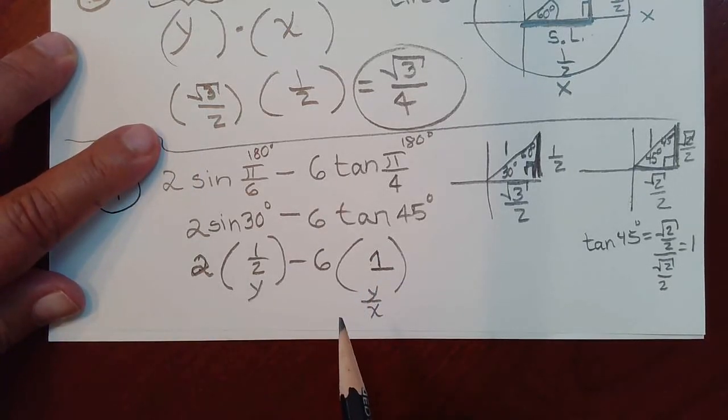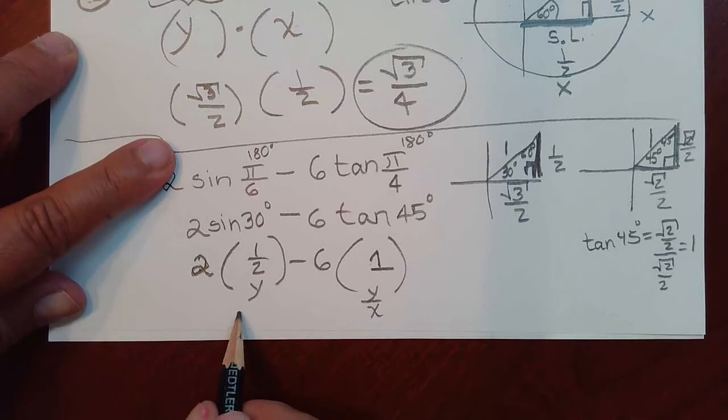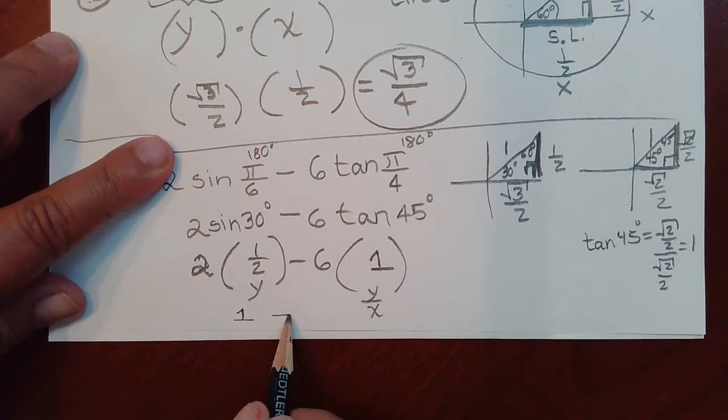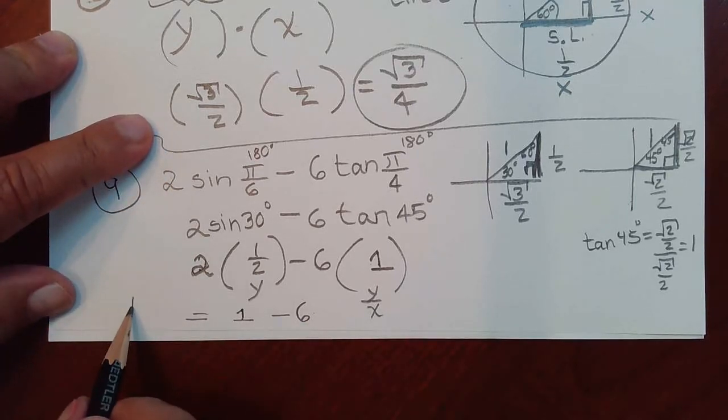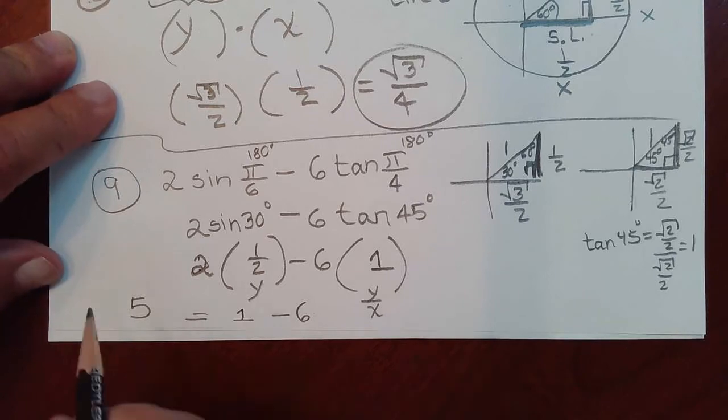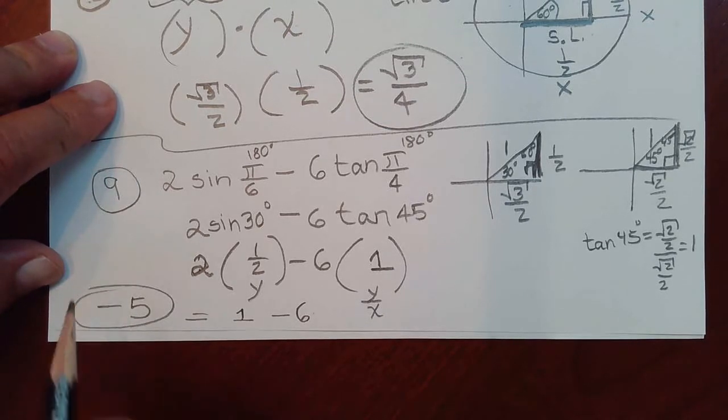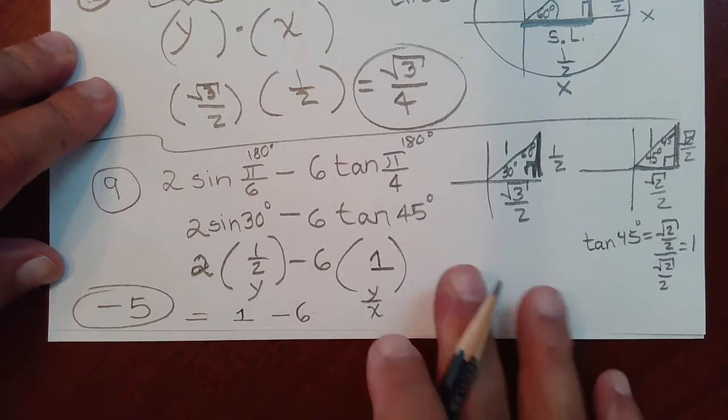So now to finish this problem, 2 times 1/2 is 1, minus 6 times 1 is 6. Final answer, I'll put it over here because I'm going to run into that definition, would be -5. Okay, moving on to, let's see, we'll go over to the next page of the homework outline.